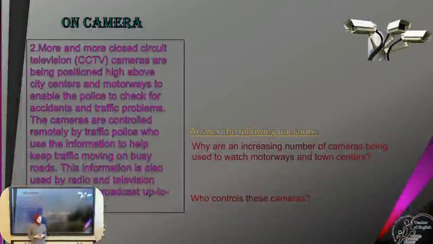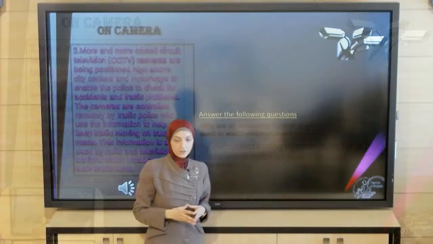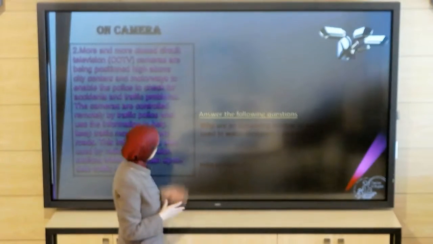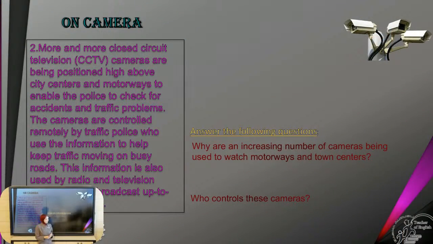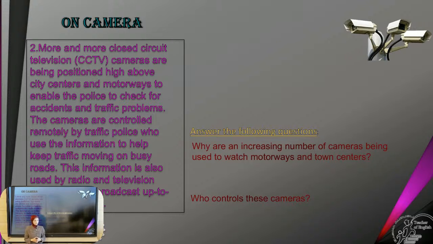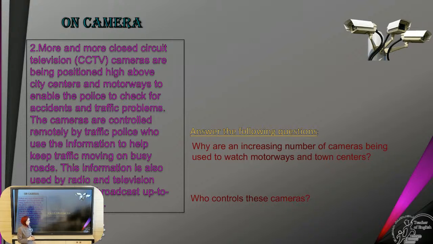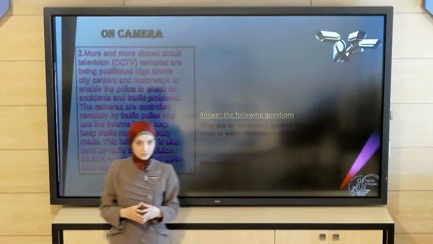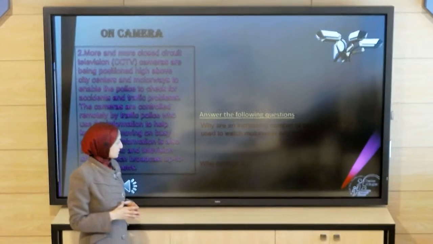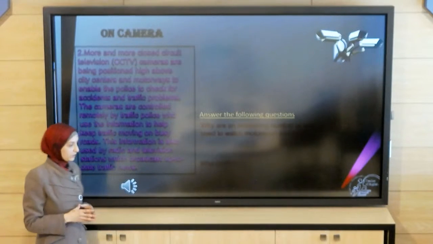Let's move to the second part of our article. Now, in this part, we have some questions. Let's read them before we listen to the text. Why are an increasing number of cameras being used to watch motorways and town centers? The second question. Who controls these cameras? Let's listen, trying to find the answers while listening.